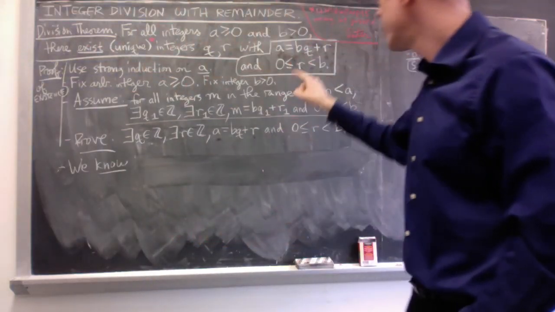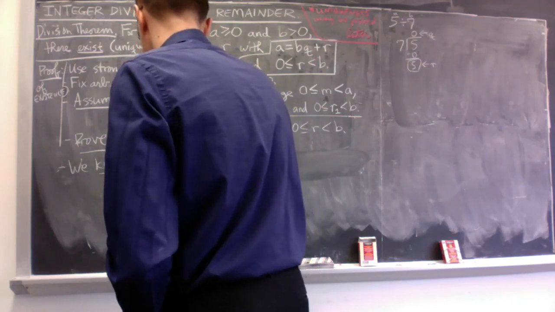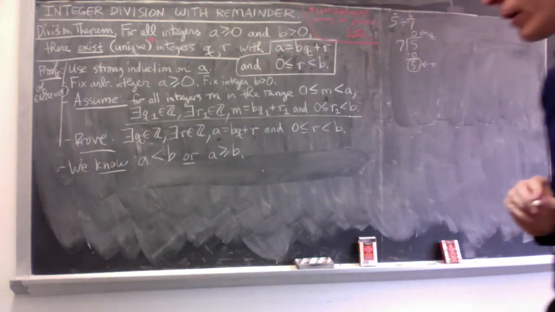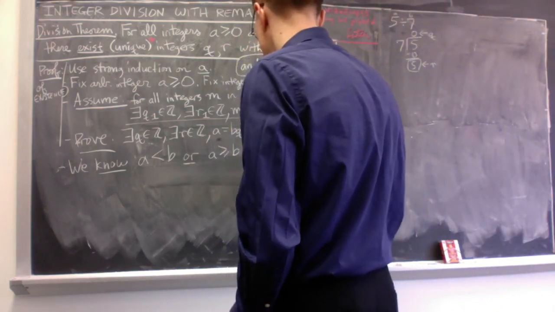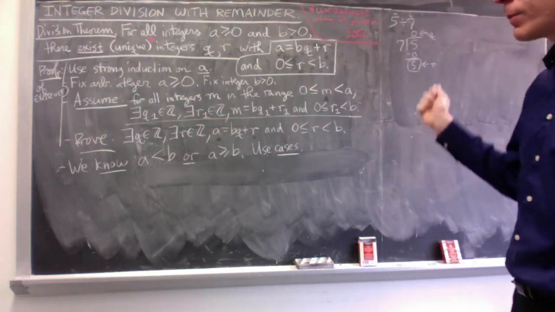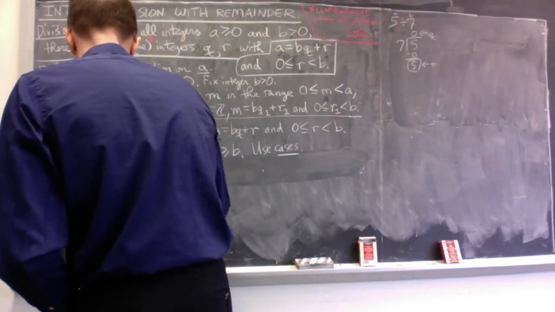We know by algebra or whatever that either a is less than b or a is greater than or equal to b. The trichotomy law for integers or real numbers, whatever. One of those holds. Okay, that's a known or statement, so we're going to use cases. Even though the template doesn't tell you in advance what the cases are going to be, that's one of the things that makes it harder.